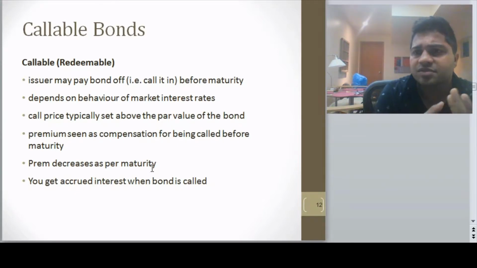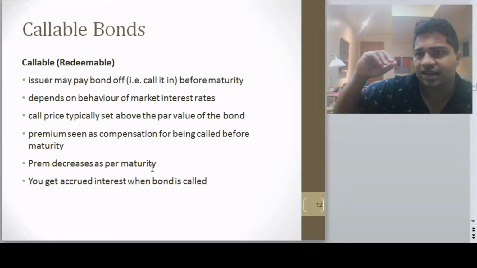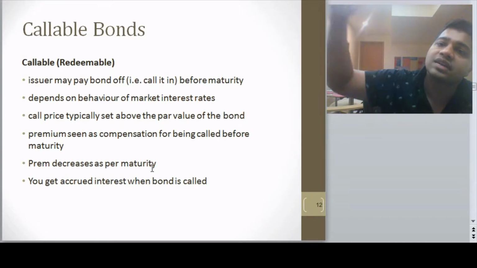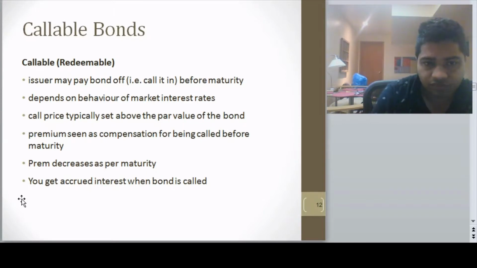So what does this mean? If the company calls it at 5 years, it will pay, let's say, $1,100. If it calls after 10 years, it will pay $1,050, and if it calls after 15 years, it may not pay any premium, so it will pay just $1,000. So the amount that the company has to pay to call the bonds keeps on decreasing as time matures.